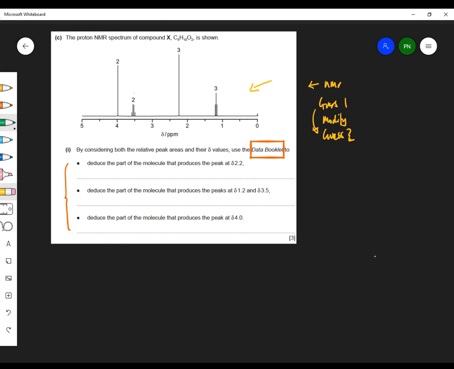You've got a peak there. You have a quartet at 3.5, and you have a triplet at 1.2. If you ever have a quartet and a triplet in the same place, it must mean you have a CH3 and CH2 next to each other. It must do. That's the only thing it can be.